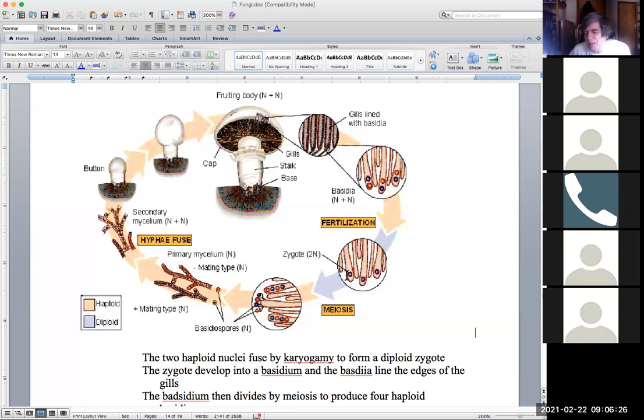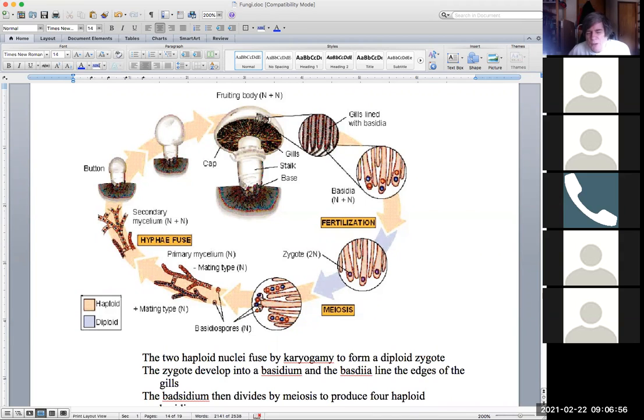Inside this basidium, we have what we call the zygote, and it divides by meiosis. So we know that in meiosis, we have 2 cell divisions. And after those 2 cell divisions, we have 4 haploid spores. So now we have these 4 basidiospores that stick out, and they're attached to the basidium.